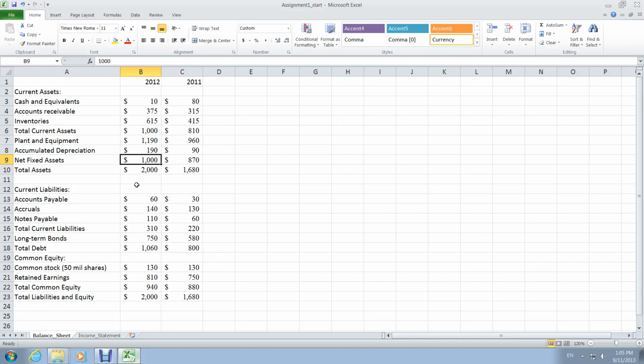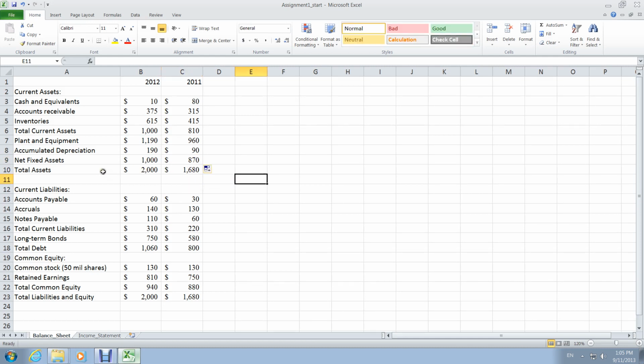Right, then the net fixed assets equals the plant equipment minus the accumulated depreciation. Sometimes the accumulated depreciation is recorded as a negative number, like negative 190 here and negative 90 here. So instead of using the minus sign, you just use the addition sign. This is pretty simple. And then we drag it to the right.